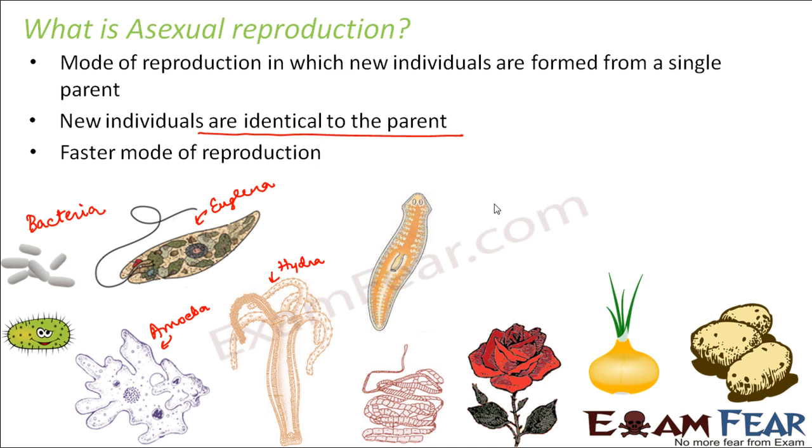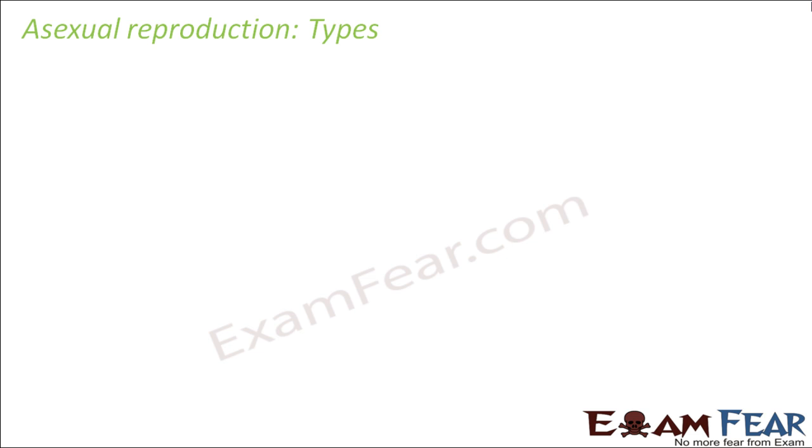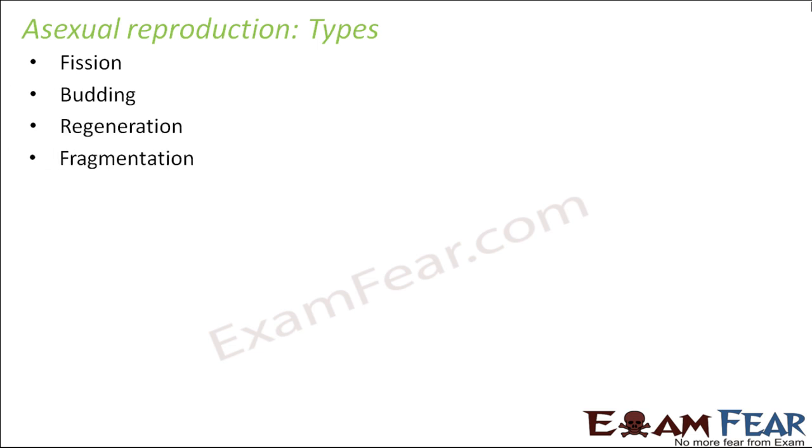It is also seen in a number of plants, for example rose, onion, potato. So these are some of the plants where asexual reproduction takes place. Now let us look at the various types of asexual reproduction, that is, the various ways by which asexual reproduction can happen. Some of the common types are fission, budding, regeneration, fragmentation, spore formation, and vegetative propagation. These are all types of asexual reproduction. Different types of organisms reproduce differently even though they are undergoing asexual reproduction. Let us talk about each of these types in detail.